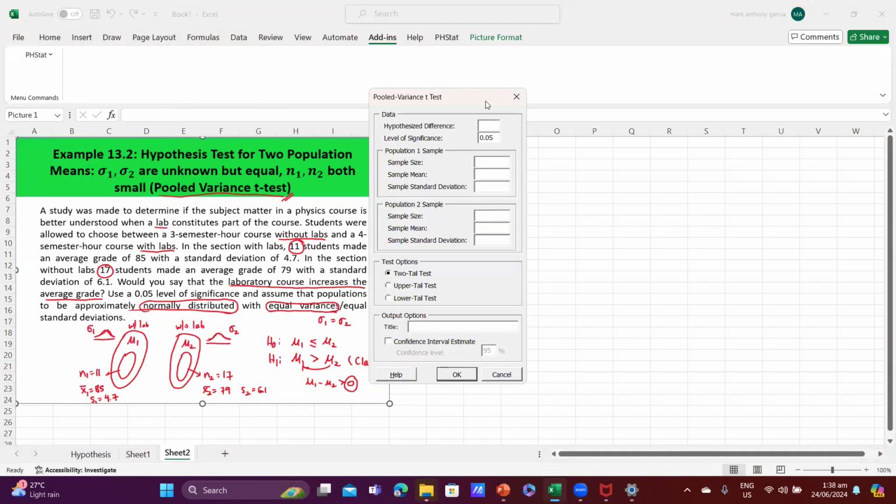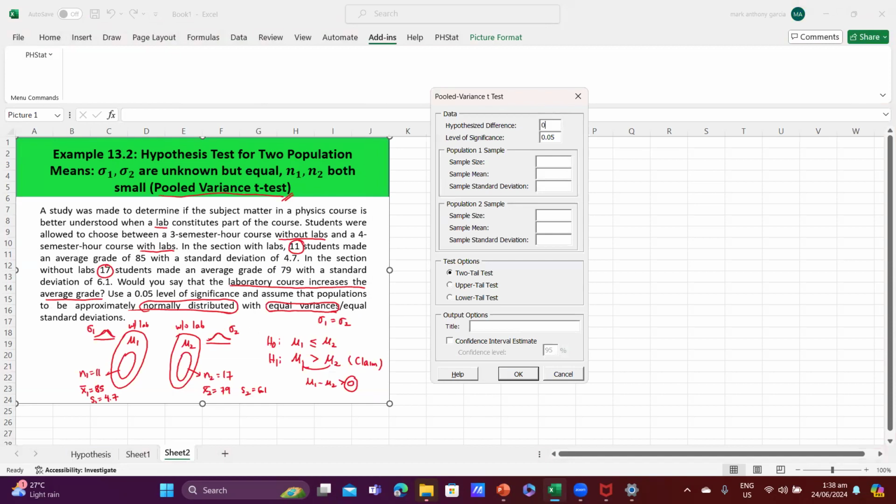In the hypothesized difference, we will put 0. And from the problem, it says that the level of significance is indeed 0.05. Now, our first population involves the data coming from the section with labs, and our sample size is 11. Sample mean is 85, sample standard deviation is 4.7. And then for our second group, for the section without labs, we got 17 students, and the average is 79, and the sample standard deviation is 6.1.